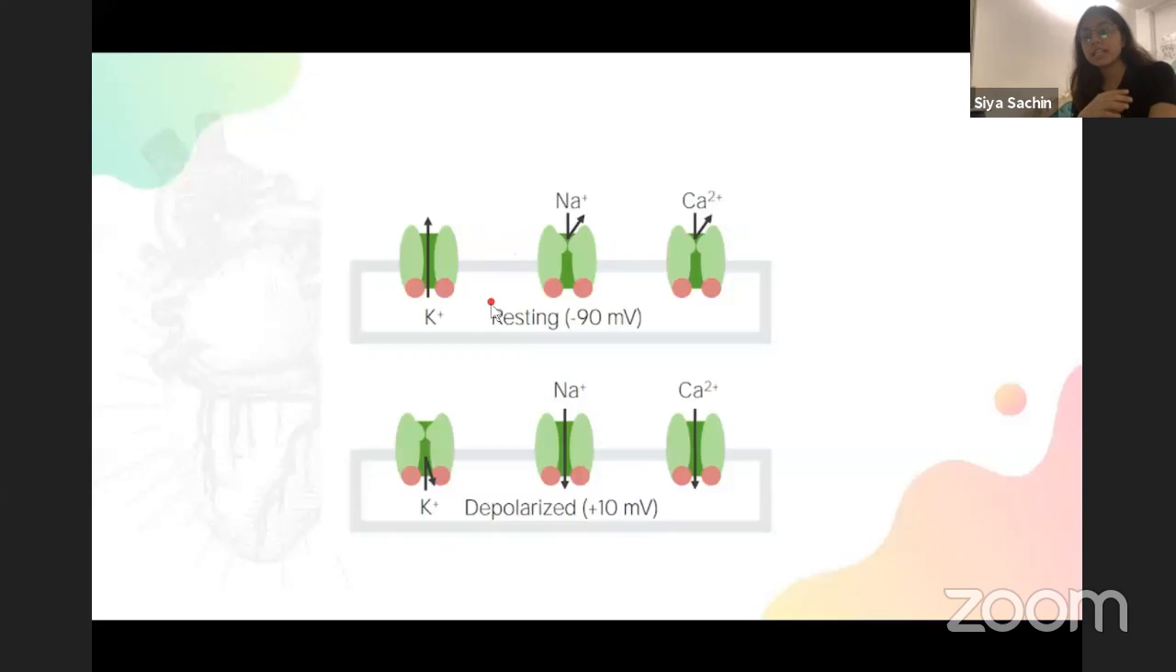Now, this gradient is what is going to make the ions flow when an action potential comes through. In the resting stage, the sodium and the calcium channels are going to be closed. It's only the potassium channels which are going to be open. So you're going to have very high levels of potassium inside the cell, so it doesn't have as many positive ions. So the resting potential is going to be minus 90 millivolts. This would serve as an important MCQ, so you might want to remember that number. So that's what happens in the resting phase.